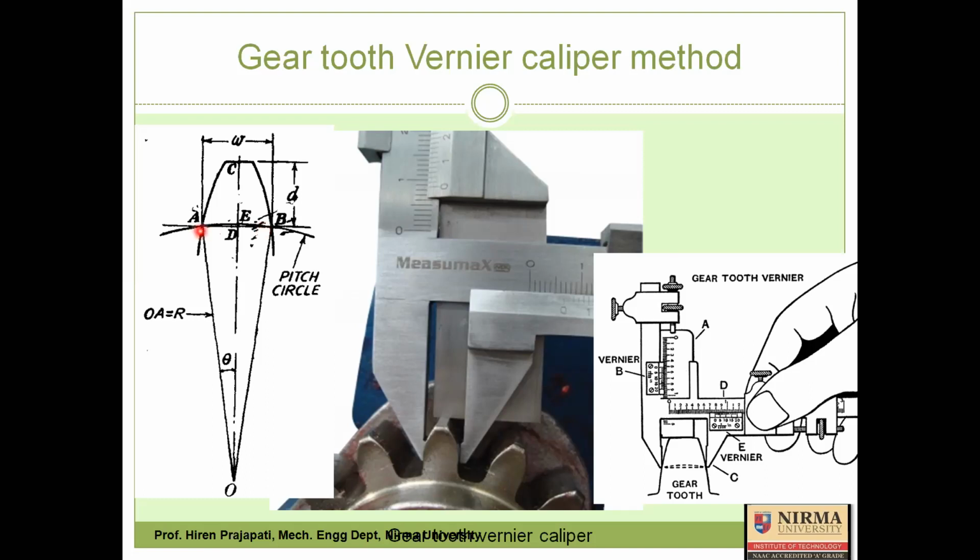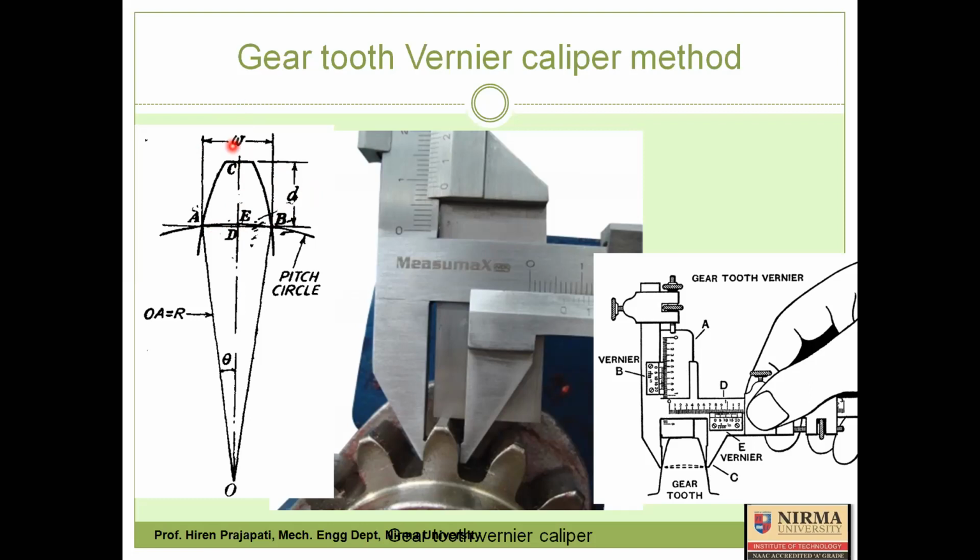But as I told you, in this process, we are not measuring AEB, we are measuring ADB. So we are not actually measuring gear tooth thickness, but we are measuring chordal thickness. So this W is called as a chordal thickness, and the depth of chordal thickness from the top line is D, which is called as a chordal depth. So D is called as a chordal depth and W is called as a chordal width.